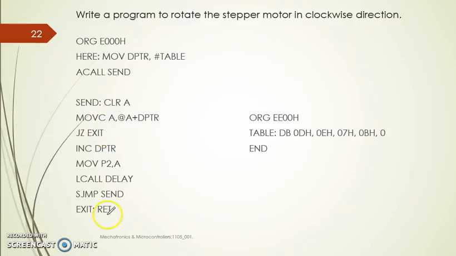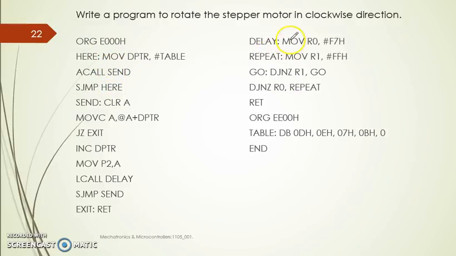Once a 0 is obtained, you will return out of this particular subroutine, and again this main program will be continuously executed. And this is the small delay routine which is being written. So now if I want to rotate this in anti-clockwise direction, then I have to send the codes from 0BH, 07H, 0EH and 0DH in this particular sequence.